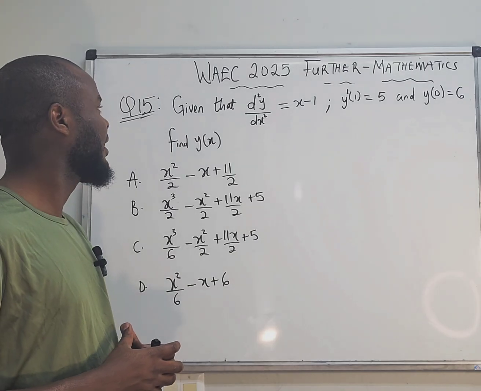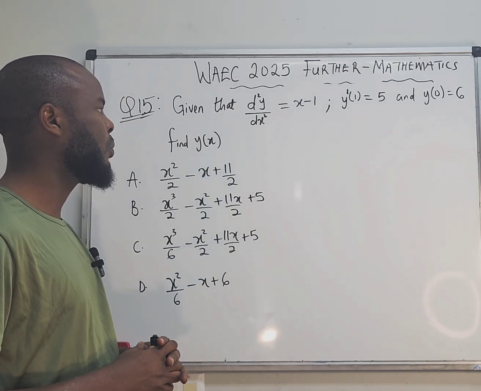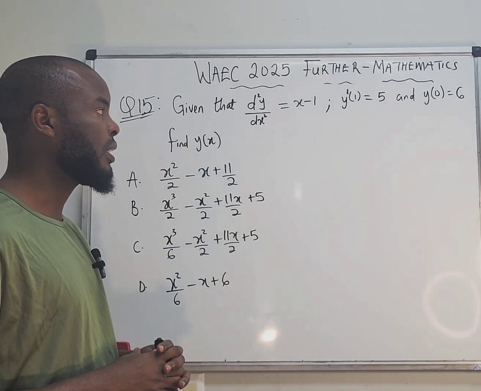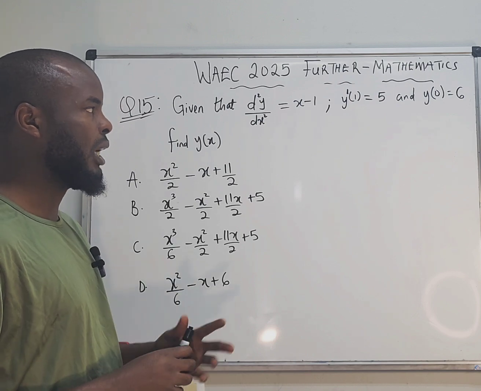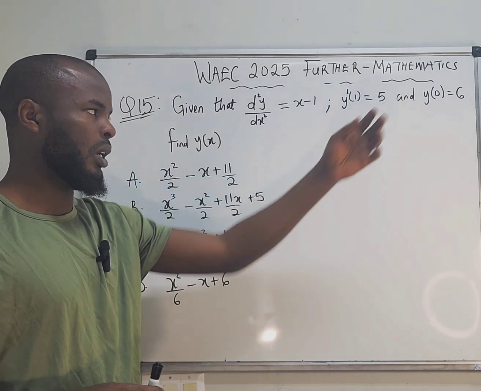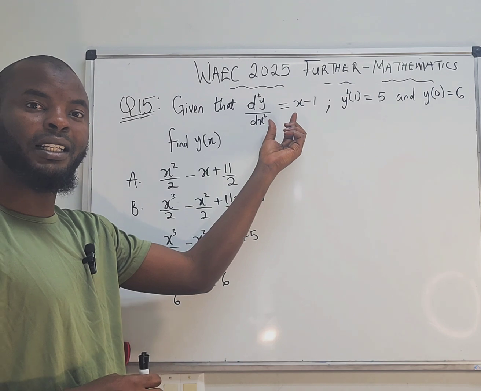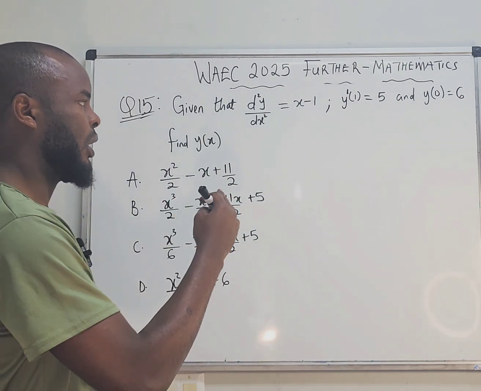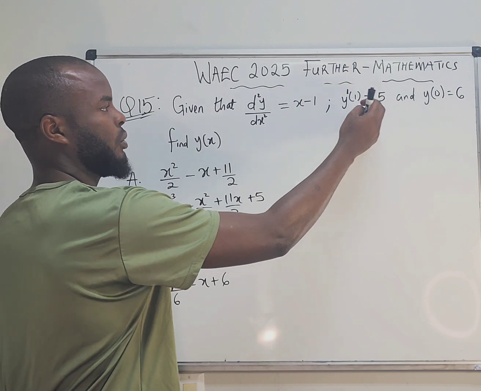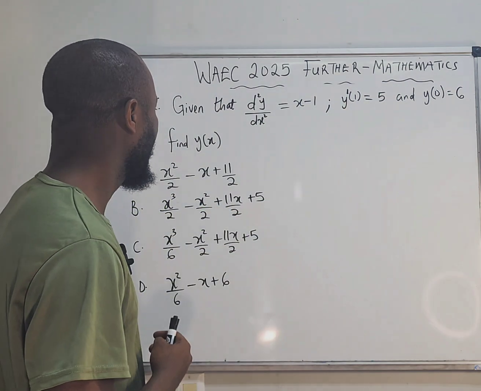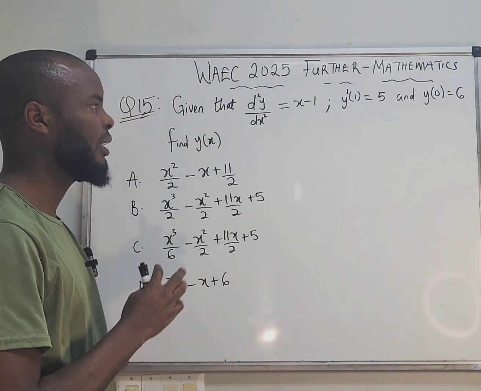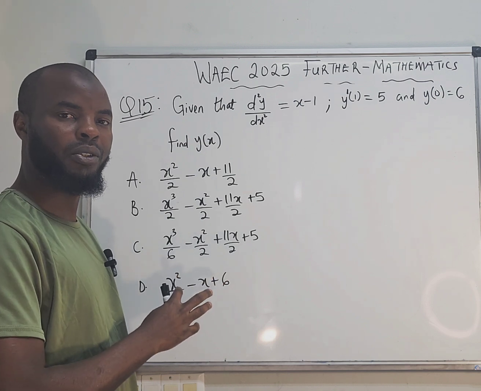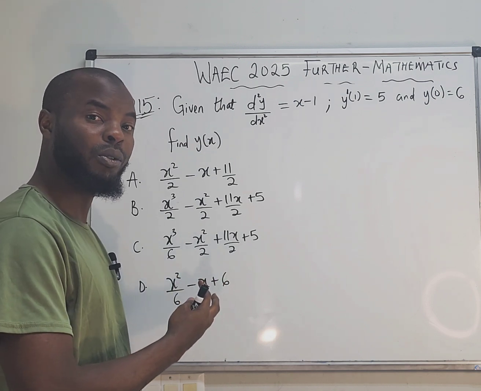Question number 15. It says, given that d squared y over dx squared equals x minus 1, and we have y prime of 1 to be this, and y of 0 to be this. What this is saying is the second derivative is given as x minus 1, and we have the first derivative of y at 1 to be this and that. Find y of x.